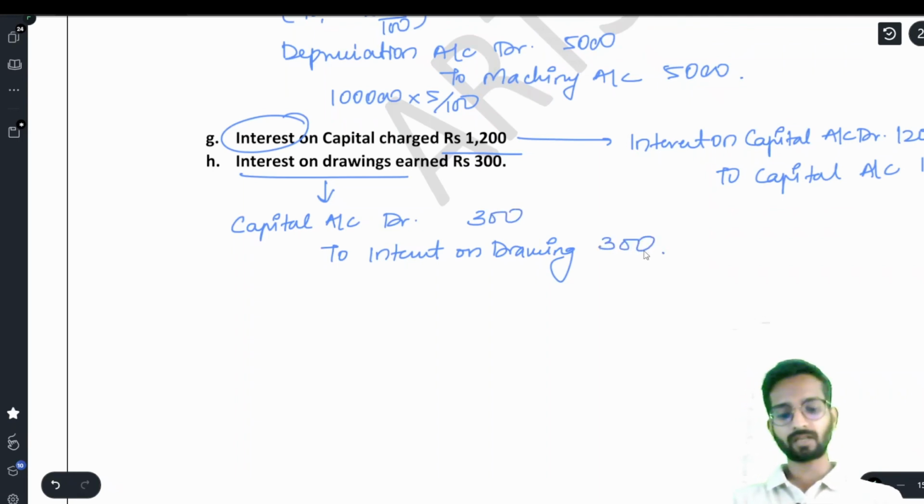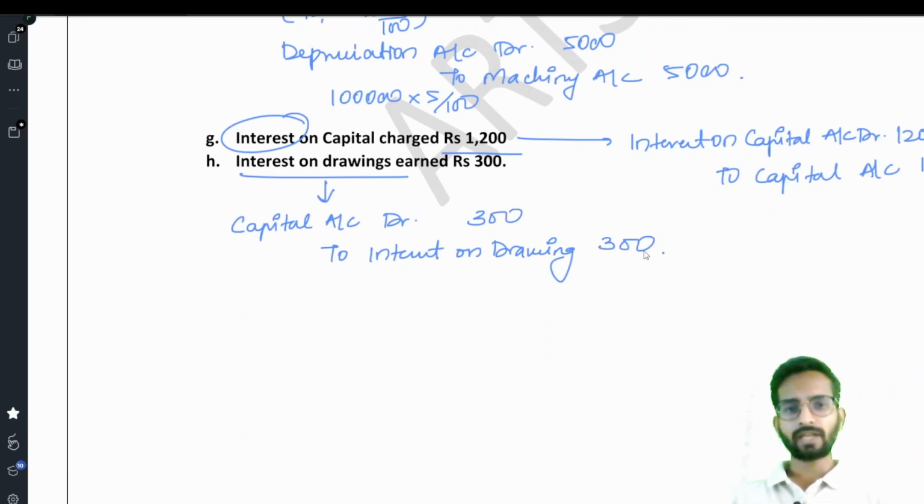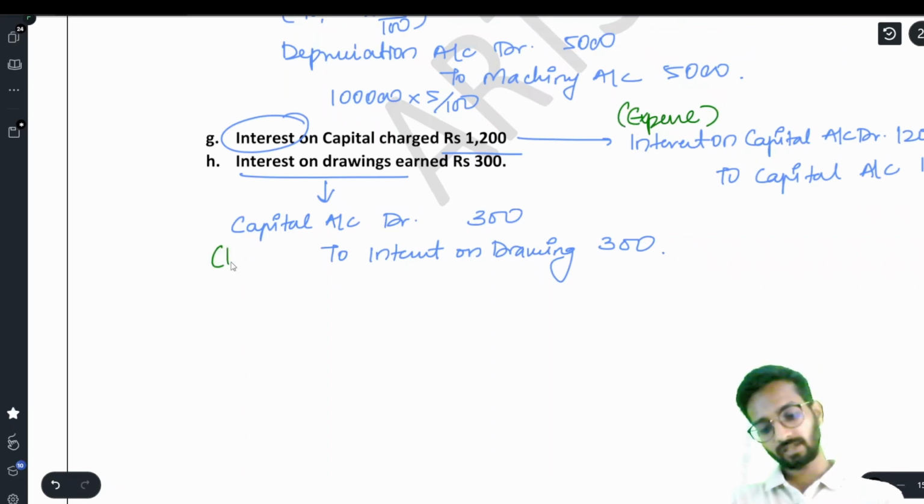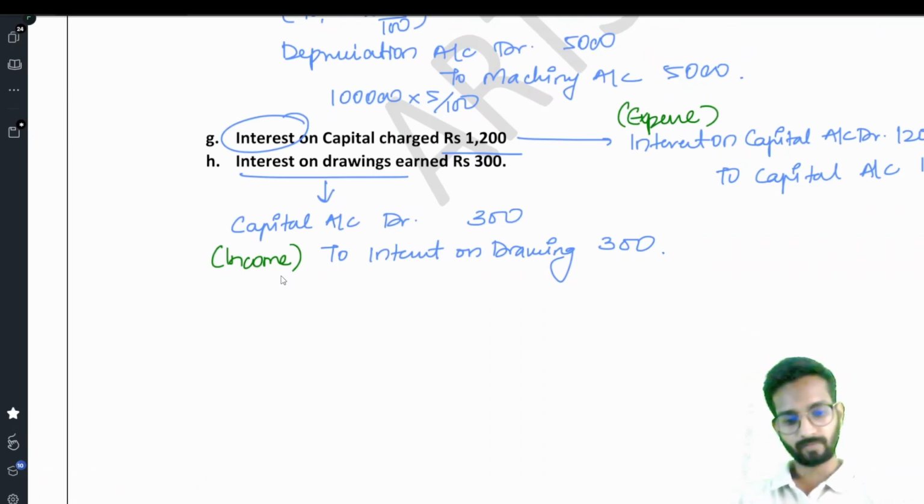Why are we using capital account both the places? Because whenever the firm deals in any transaction with the owner, they will use the capital account. They will deduct the money from capital or they will add the money in capital. Just recap, interest on capital is an expense for the firm, but interest on drawing is income for the firm. We are doing accounting from the viewpoint of the firm only.